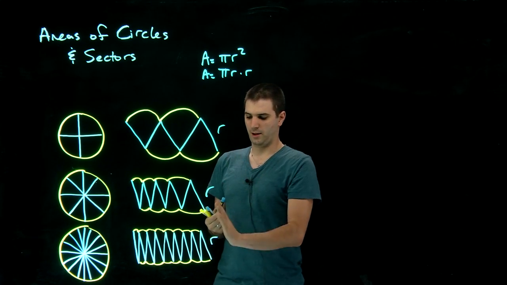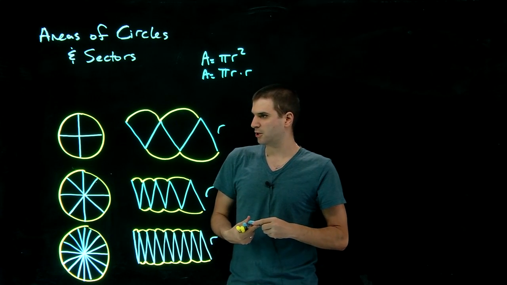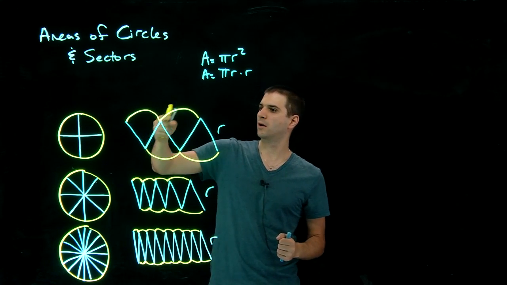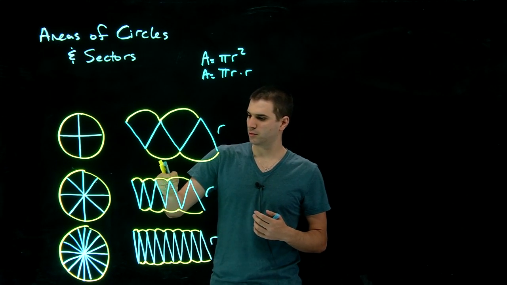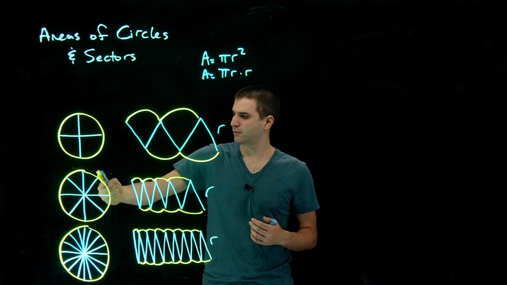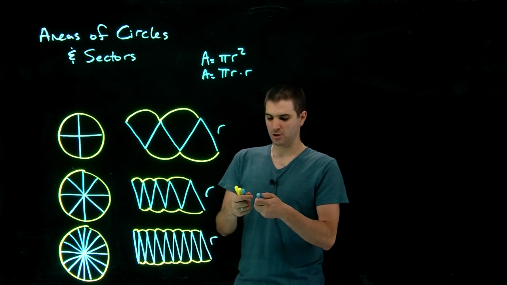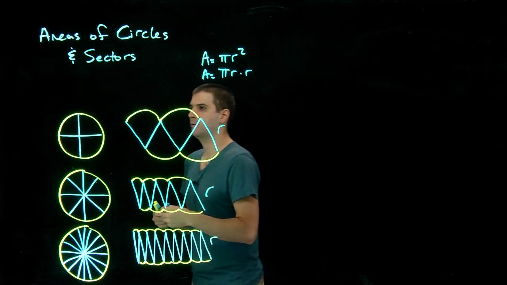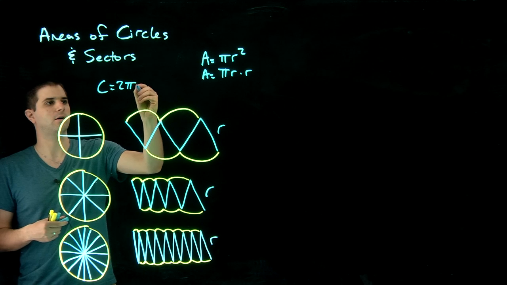So this line is r, and then the top, it looks like that's going to be, in this case, 1, 2, 3, 4. That's going to be half of the circumference. Half of the circumference. Well, the circumference, we know, let me write it over here. The circumference is equal to 2 pi r.